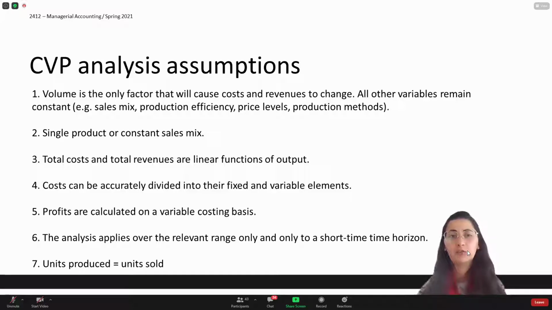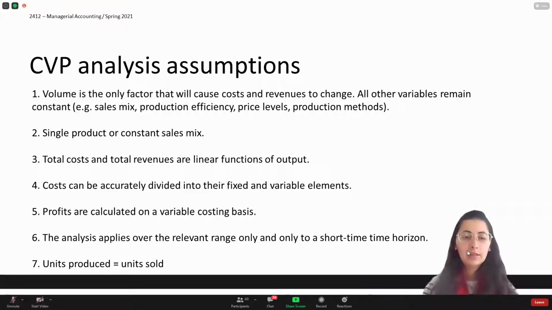Another one, or the third one, is that total cost and total revenues are linear functions of output. So if we increase output, total cost and total revenues will increase in a linear function. It's not curvilinear. Then we have that costs can be accurately divided between fixed and variable. As we saw before, we can also have other types of costs. We can have semi-variable costs and step fixed costs. But when we are doing CVP analysis, we are basically assuming a very clear distinction between fixed and variable.